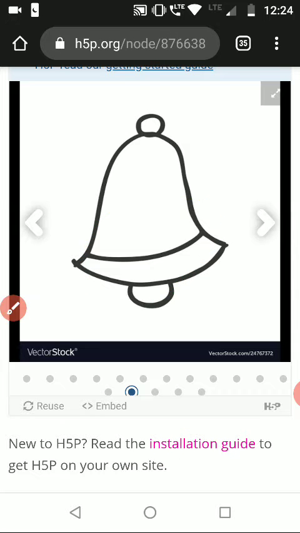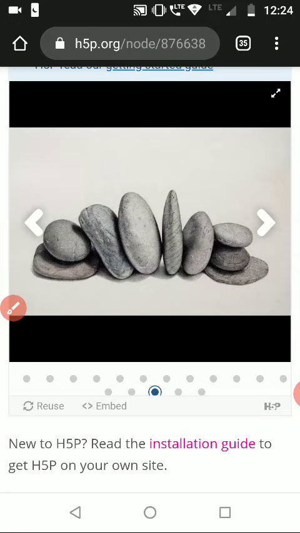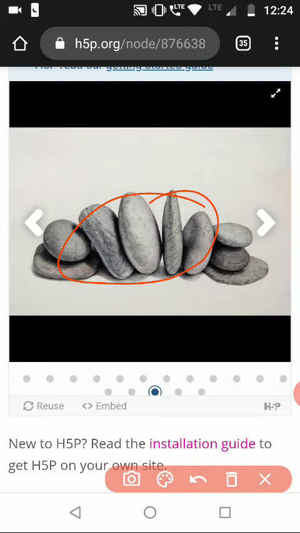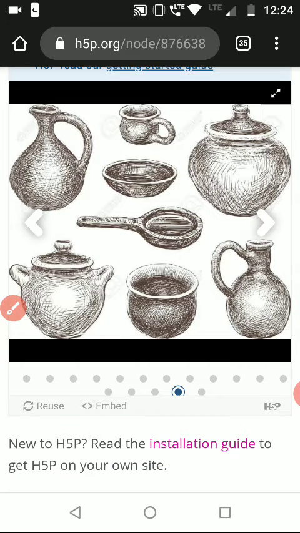Let us see next. Stones. Some of these stones are very hard and very hard to break. Some stones, like clay stones, are easy to break, but these are the hard stones which are not easy to break. Let us see other things.